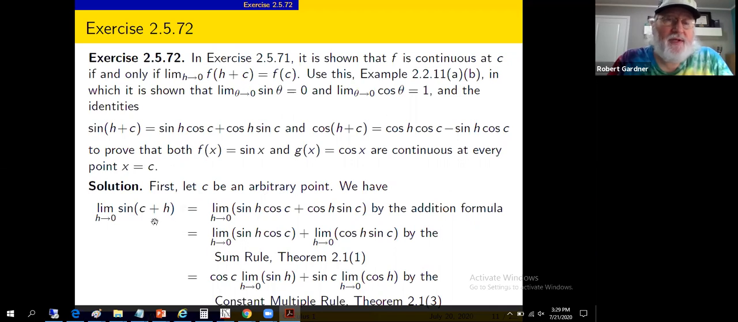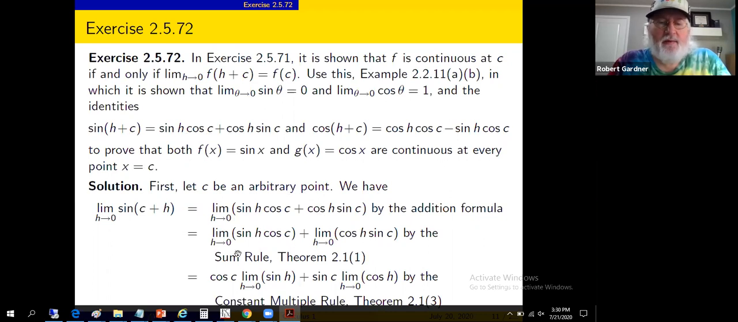So we're going to fiddle with this until we get the sine of c out for the value of this limit. Okay, sine of c plus h, well, here's the summation formula for sine in terms of h and c. That's why we were given this. So substitute this stuff for sine of c plus h. Make the substitutions. All right. This is a limit of a sum. We can write that as a sum of the limits. Sum rule from back in section 2.2, I think it was.